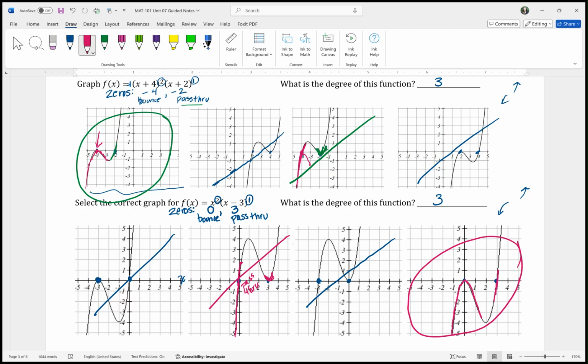Okay, hope that helps. It's very difficult sometimes to see. And if you're doing this on the computer and you can't quite see if it's going to be a bounce or pass through, sometimes hitting that little magnifying glass in the corner will help you, make it bigger so you can see it a little bit better.